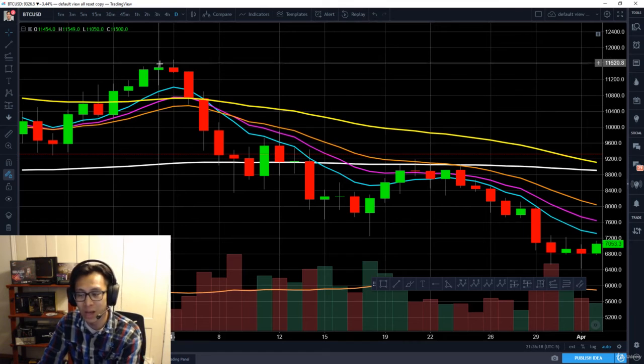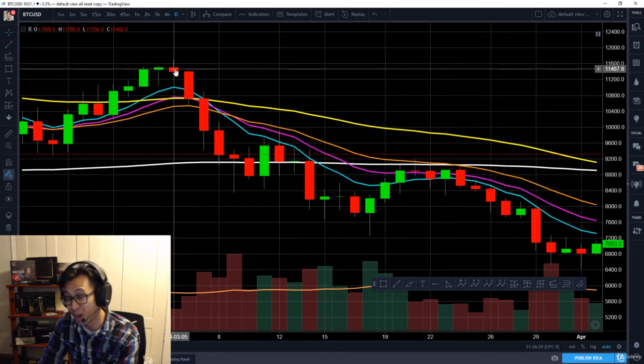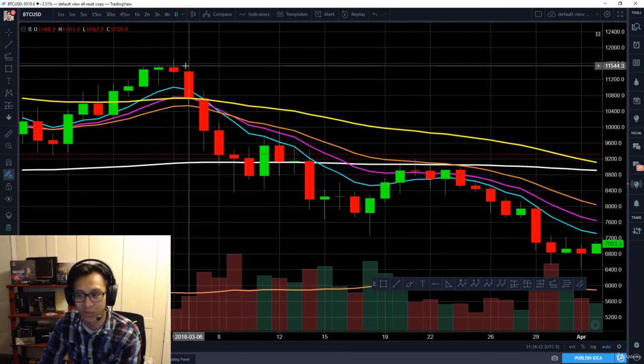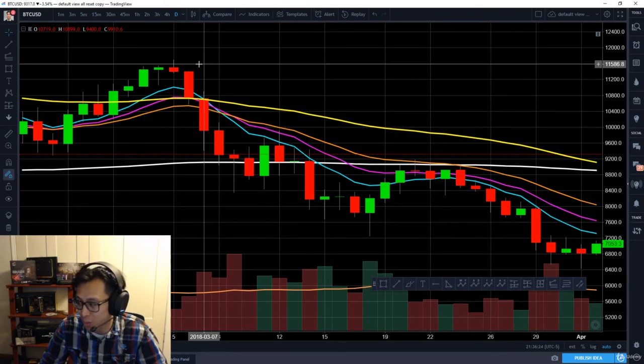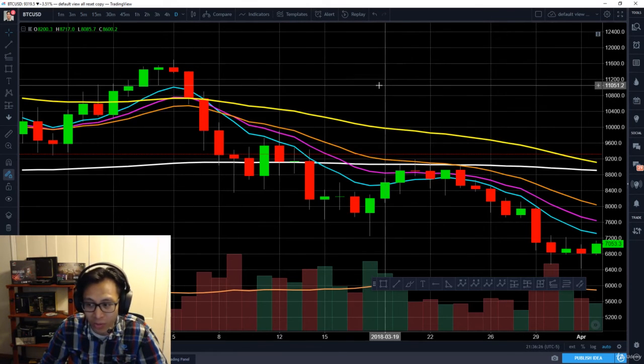So it implies that the bulls tried. The bulls pretty much lost here after they tried. So the next few days, that's why we saw this very large downtrend, okay?